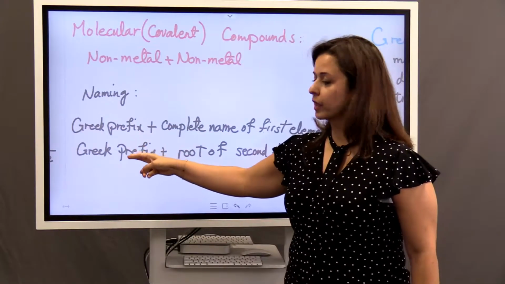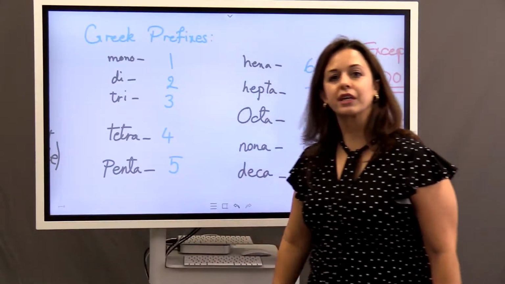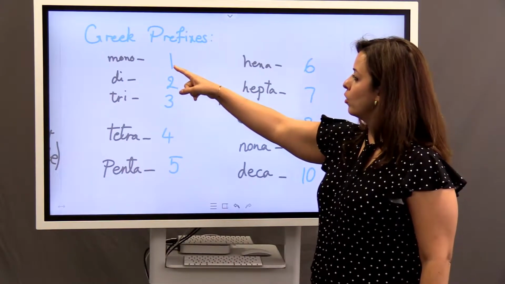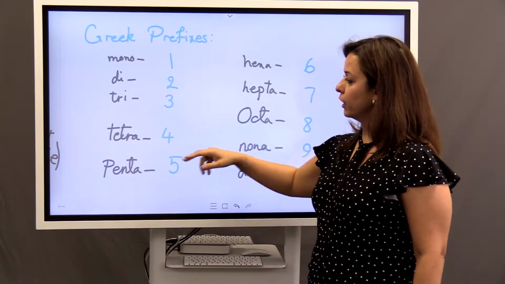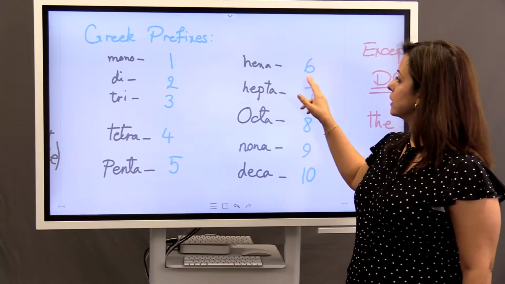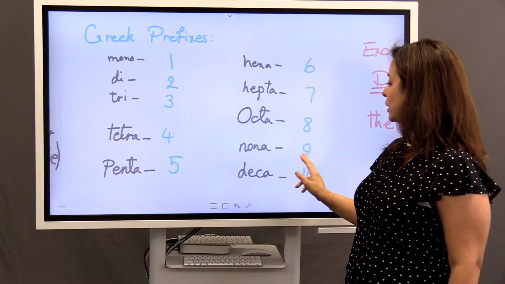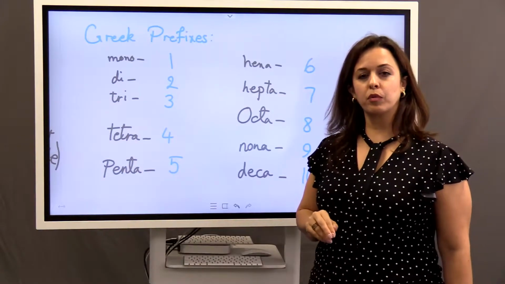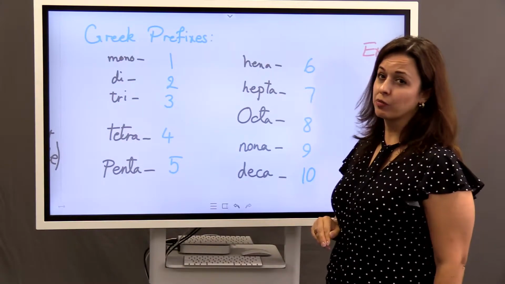So I brought the Greek prefixes as a review. Let's review them together. Mono is 1, di is 2, tri is 3, tetra is 4, penta is 5, hexa is 6, hepta is 7, octa is 8, nona is 9, and deca is 10. So if you forgot them, you may need to review and try to memorize them again, okay? I'm not going to give them to you in the exam.